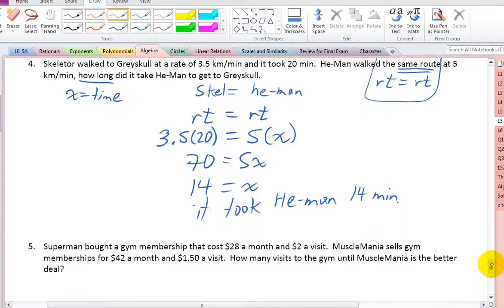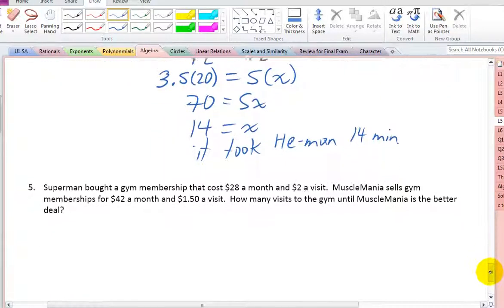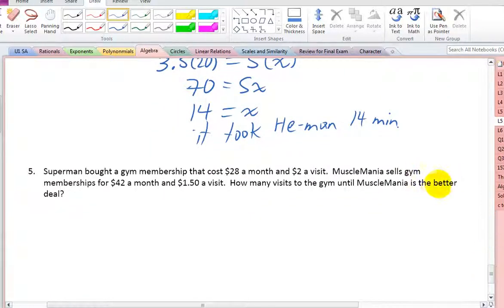Good. Any questions? Now this one's again talking about better deal. So that would be an inequality. And we've done enough inequalities. I don't think we need to go over that one today. You guys okay with that? Okay, this one's pretty similar to all the other ones we've done. Okay.